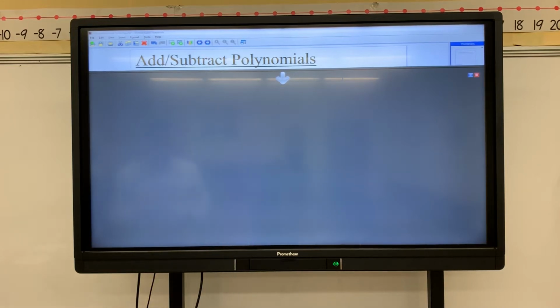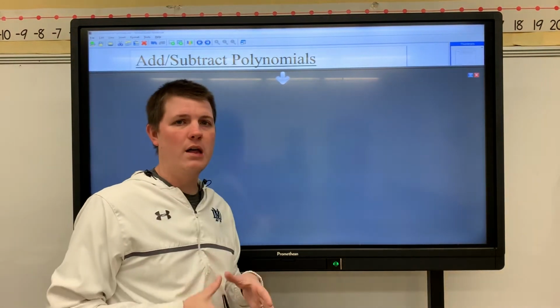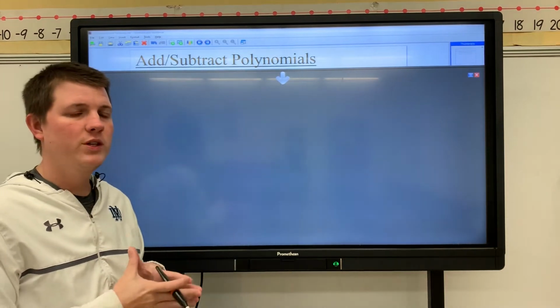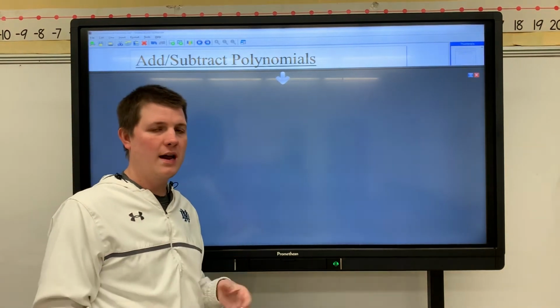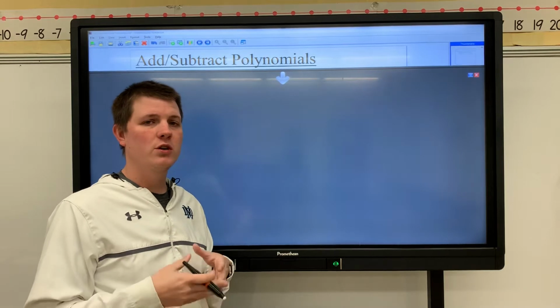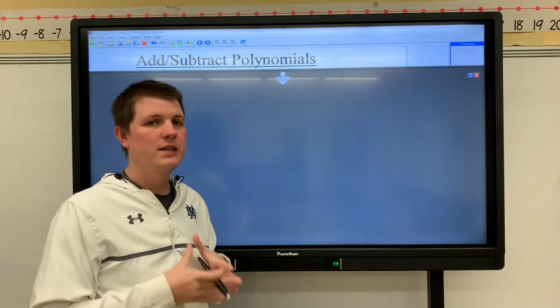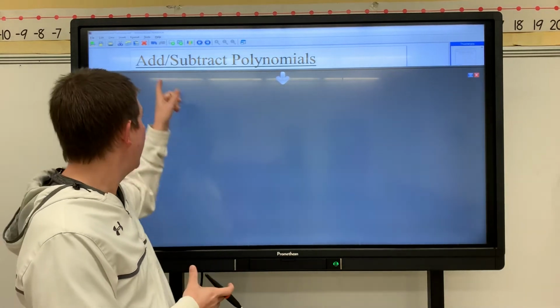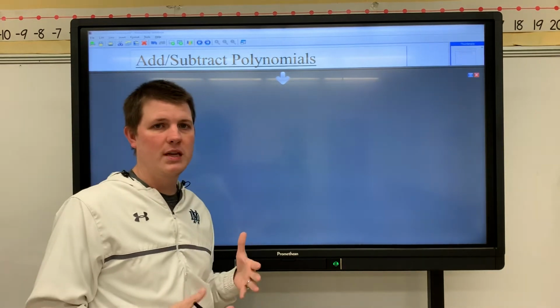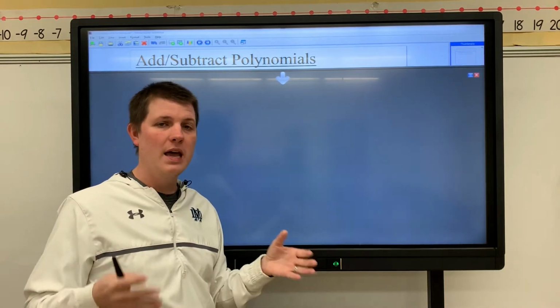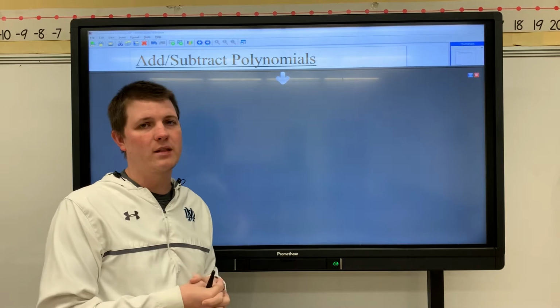So in today's lesson, we're going to start working with our polynomials. In the last lesson, we just talked about what polynomials are, how to make sure they're in the right order, and certain vocab words that we have for them. In today's lesson, we're going to talk about adding and subtracting polynomials together. So we're going to take two polynomials, and we're going to add them together or subtract them.